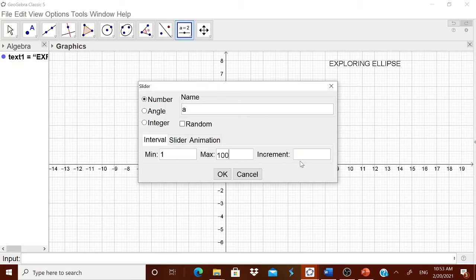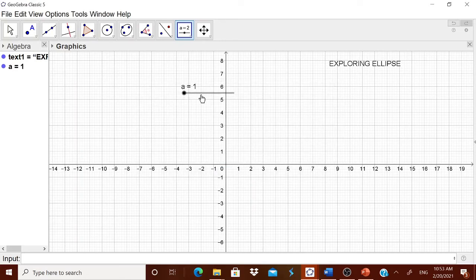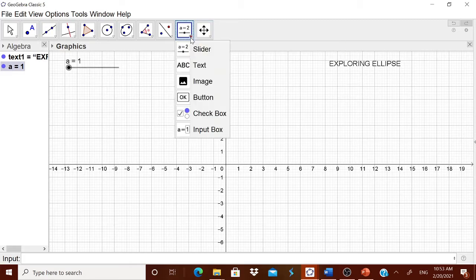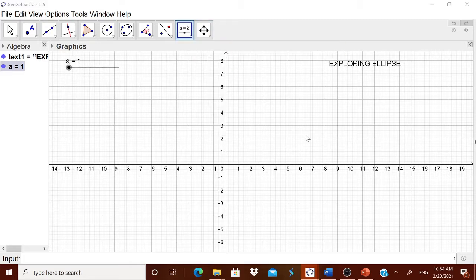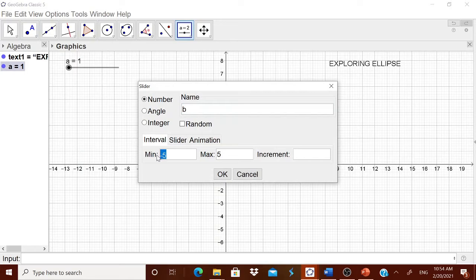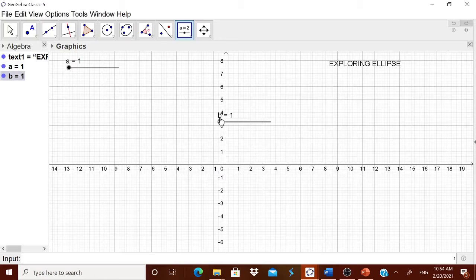Therefore, 1 to 100 with increment 1, because I am just restricting myself to 1 to 100. You can have from 1 to 144 or depending on your requirement. Then 1 to 100 once again, and increment I am keeping it as 1. Now we want the children to enter the equation.